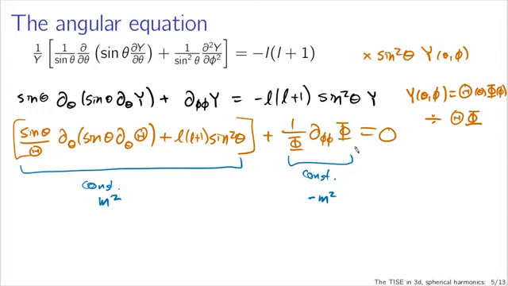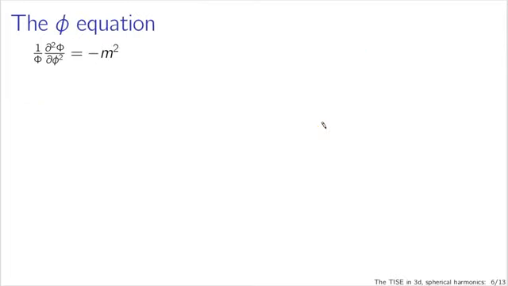This part gives us an ordinary differential equation for capital phi as a function of phi. And just looking at that equation, very briefly, it looks like this: 1 over capital phi, second partial derivative of phi with respect to phi. Sorry about all the phi's in the same equation, but this is conventional notation for this process. Being equal to some constant, in this case, minus m squared.